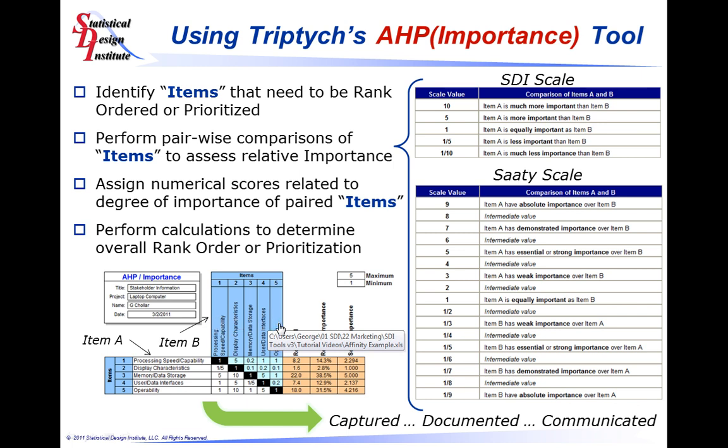So the end result is once you've employed the AHP tool, you have captured information, you've documented, you communicated what is your prioritization of these items that will be important to the development of a particular product or the process or problem that you're addressing in your development activities. So let's go develop an AHP matrix. Let's go through the process of using the Triptych tool to perform the pairwise comparison and come up with our prioritized list of items.